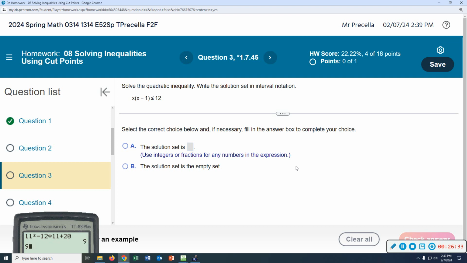Problem number 3. A colleague of mine said years ago, wow, this will solve any type of inequality. Once we do number 5, I'll tell y'all the method that I learned when I was a student. This is the method the teacher showed us, but it wasn't this cut point stuff. So it says, solve the quadratic inequality, write the solution in interval notation.